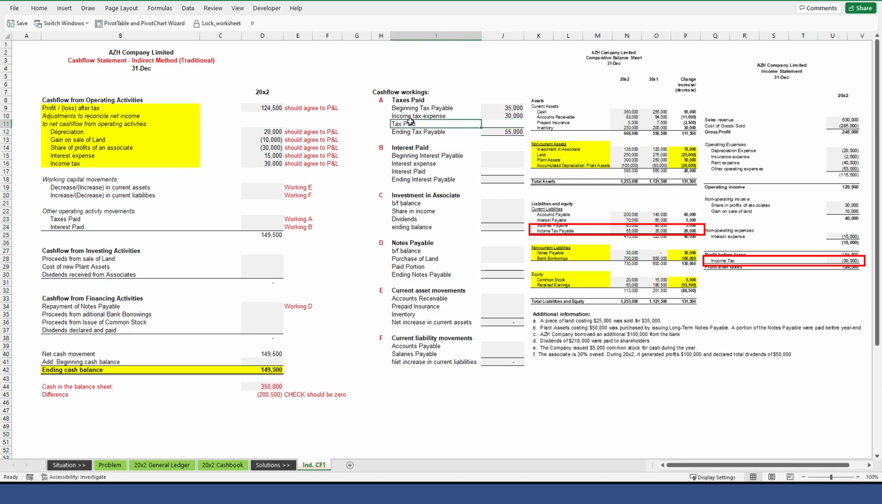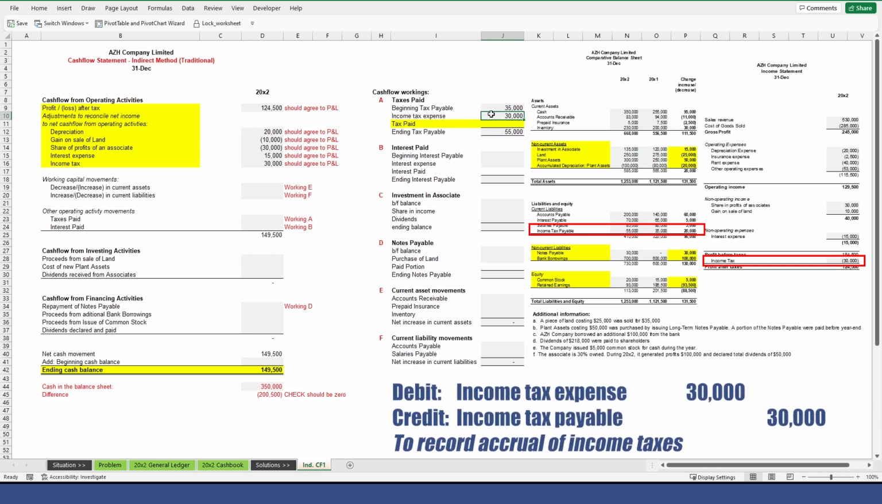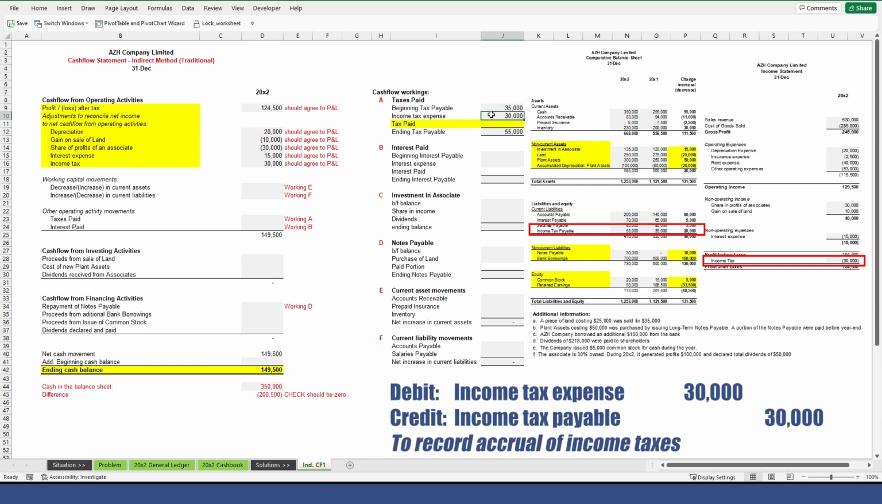What happens now is that we're going to find a figure that will make the income tax payable from 35,000, when we add the income tax expense and then deduct a certain portion, become 55,000. In accounting, we call it squeezing. This happens because, in the beginning tax payable, the entry to record income tax expense is a debit to income tax expense and credit to income tax payable.